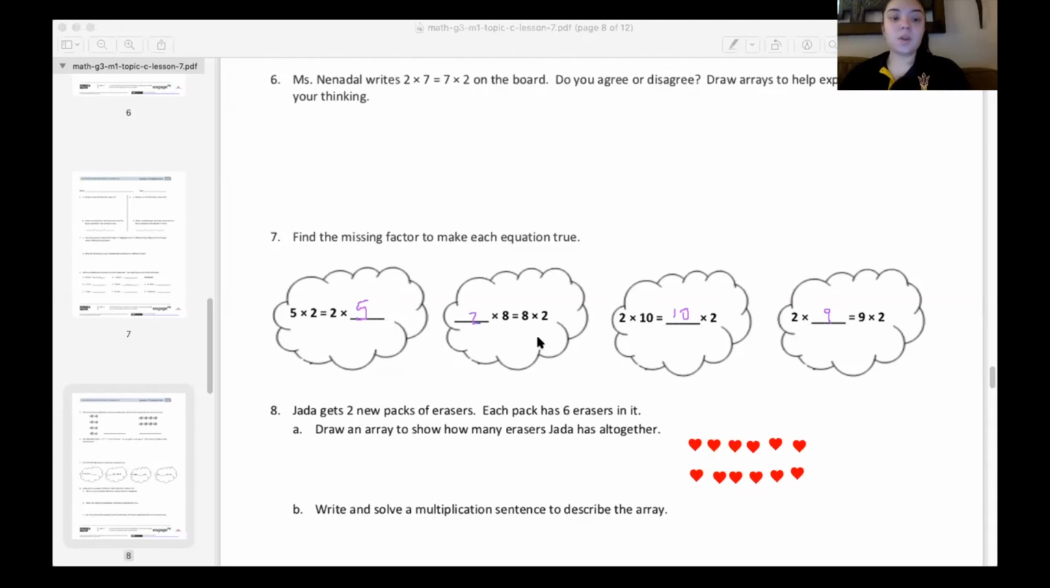Here's my array. Write and solve a multiplication sentence to describe the array. So we have two groups with 6 in each group. How many do I have in total? You can count them or you can skip count, but I see a total of 12. So 2 times 6 equals 12. I'm just going to scroll down a little bit so we can see C.